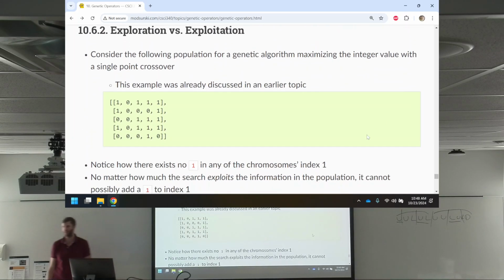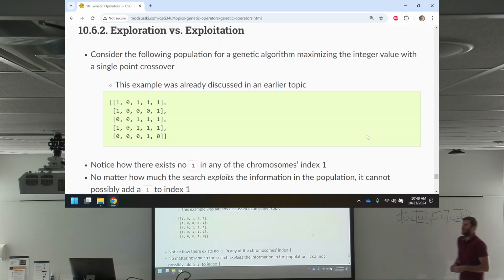And here's another example. And I know I've said this before, but I'm going to re-emphasize it over and over again. Exploration versus exploitation. These are terms people use as absolute terms, when in reality, it's always a lot more fuzzy and gray. So consider the following population for a genetic algorithm maximizing the integer value with a single point crossover. We saw this example before. I'm just showing it to you again.